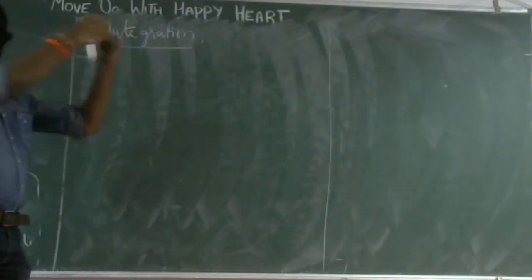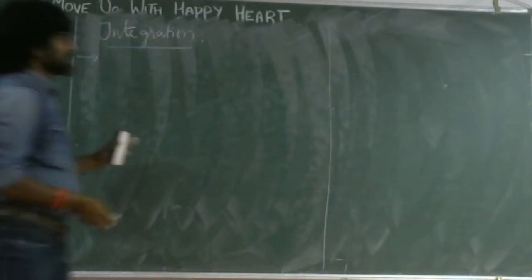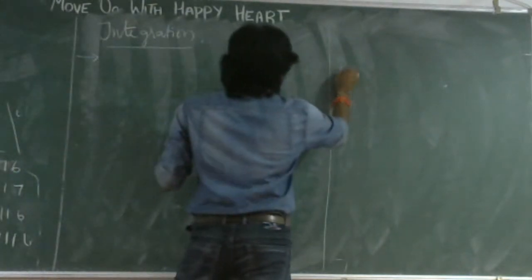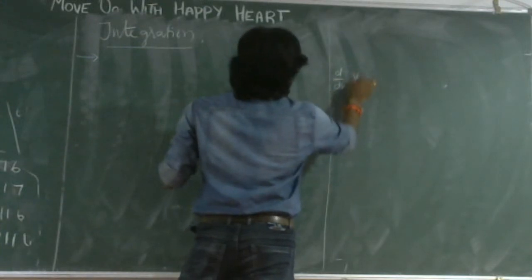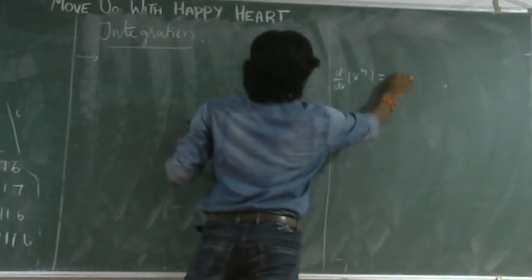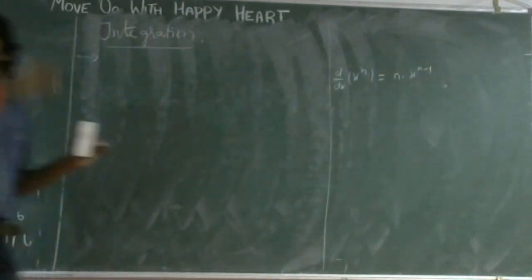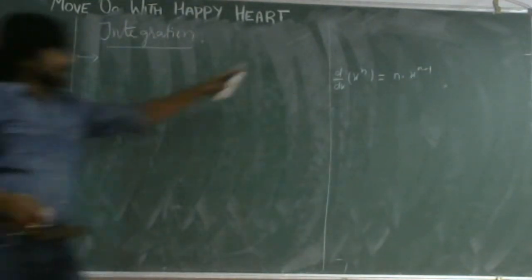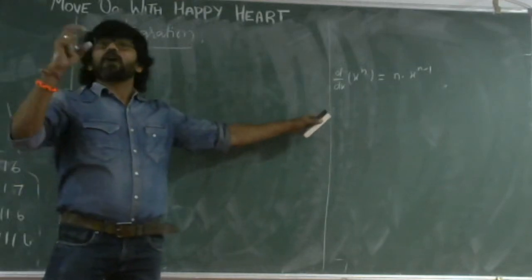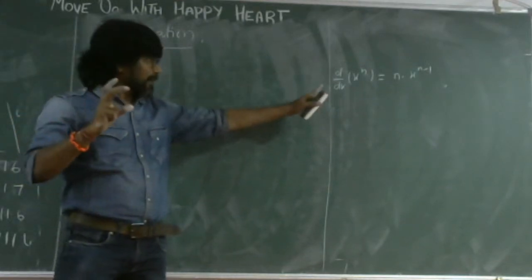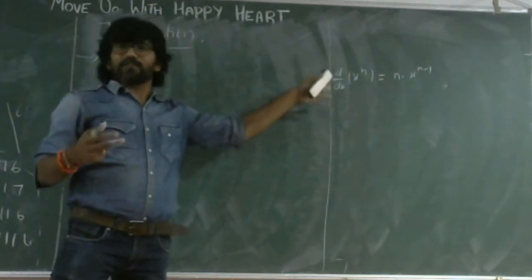First, the constant differentiation formula, leave it. Then we have the polynomial function. d by dx of x power n is n into x power n minus 1, right? Here, d by dx is called a differential operator. We are operating this on that function, so it is a differential operator.